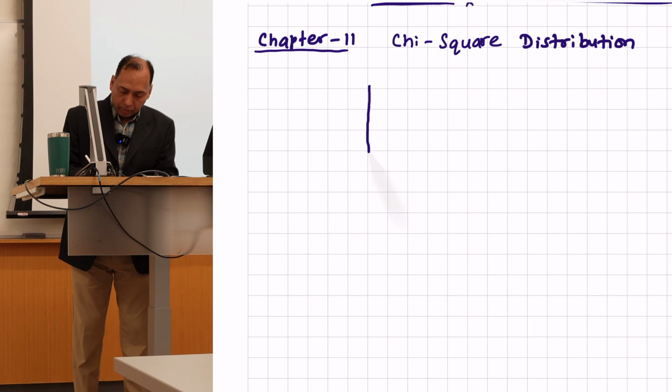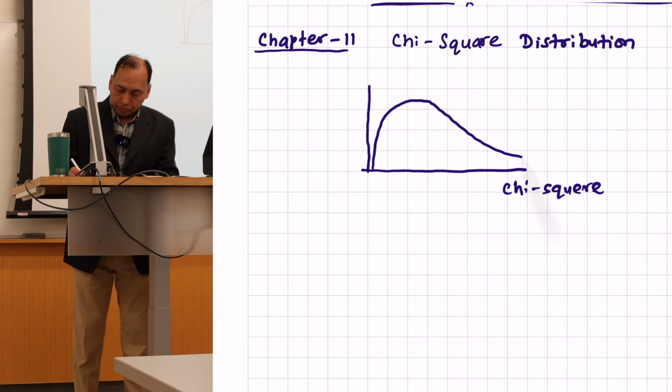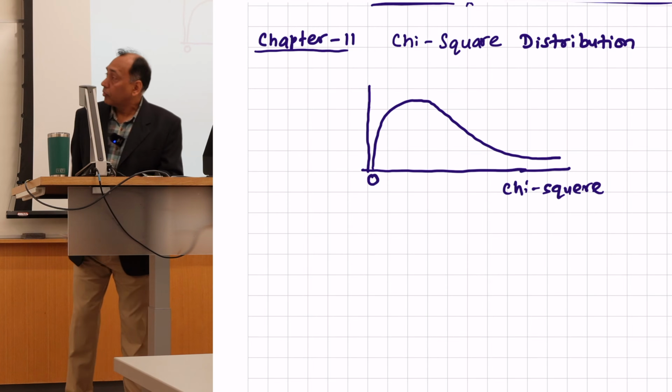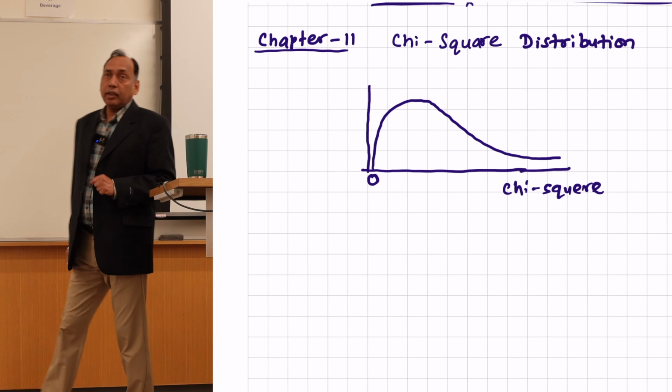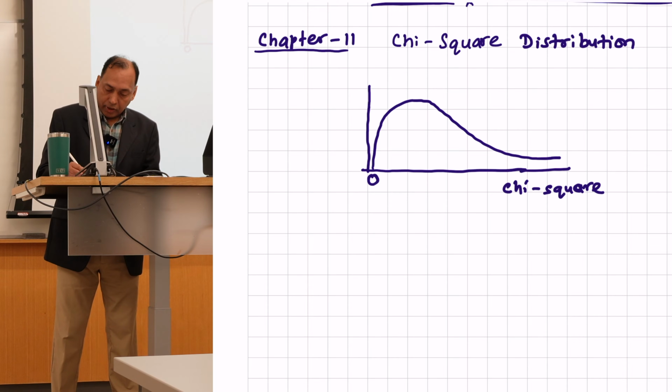And the chi-square distribution, as the name indicates, is a skewed distribution. If you make a picture of the chi-square distribution, it will be right-skewed. It will always start at 0. It cannot be negative because it is a square. So typically we use this symbol for chi-square.